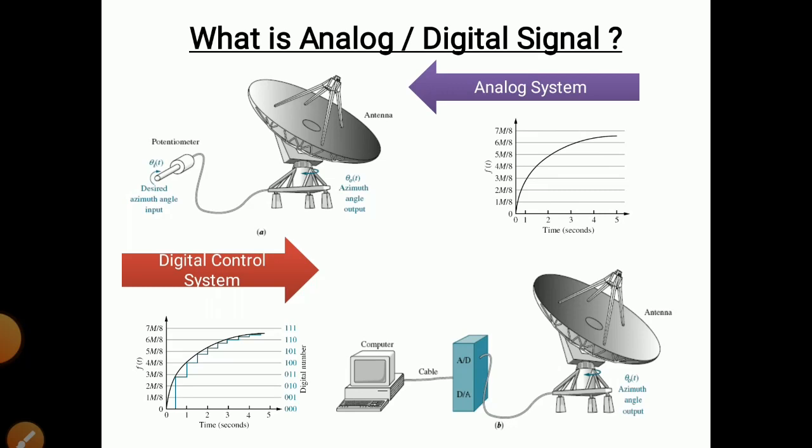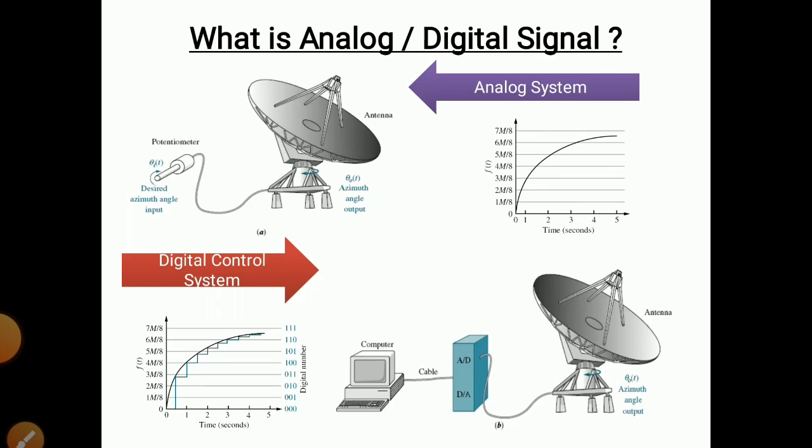But in the second diagram you check, there is a computer provided and the computer is giving signal to this antenna. So the computer signal is in digital form, but the antenna requires the signal in analog form. So that's why we need to use a converter. There is written A to D and D to A. These are two converters. The computer signal in digital form is converted into analog form with the help of the D to A converter.